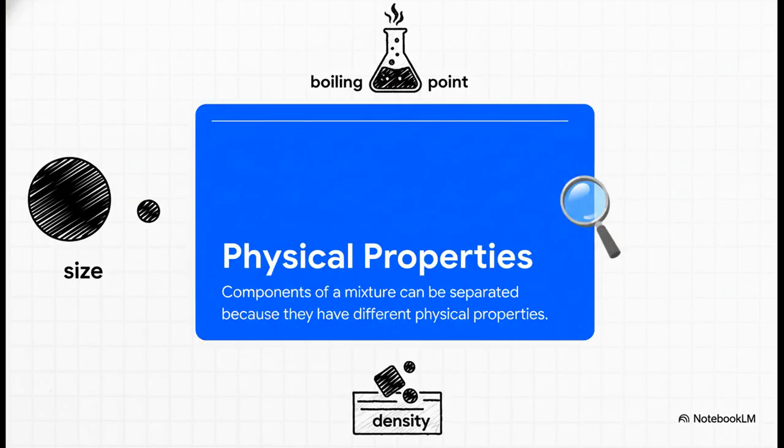So, how do all these separation methods work? There is one very simple but very powerful idea behind every single technique. We can only separate a mixture because its different parts have different physical properties. Maybe one part has bigger particles, maybe another part boils at a different temperature, or perhaps one is heavier than the other. Every method we will learn today takes advantage of one of these differences.